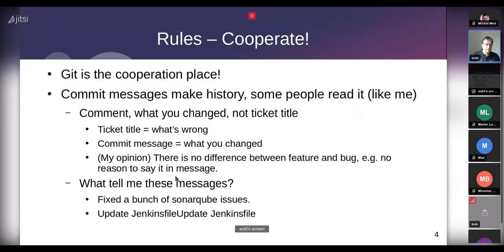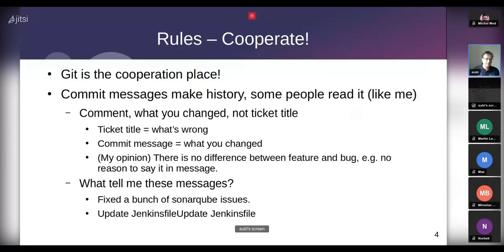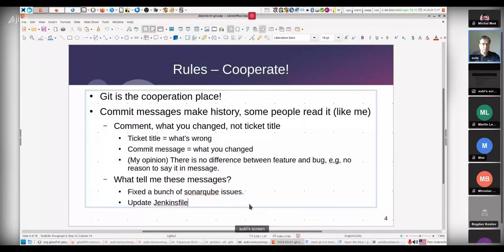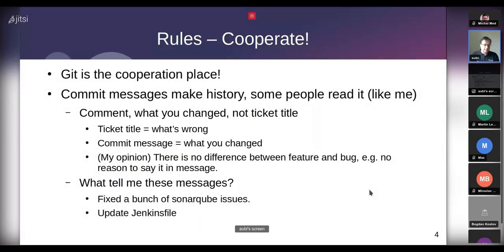And examples of messages which I personally love, and sometimes I go to these people and ask them, what do you think these messages tell me? "Fixed a bunch of SonarQube issues." Sounds like I fixed some security issues. What they were, why it happened, I have no clue. The same with "update Jenkinsfile." So what does it mean? Did you fix some issue, improve something, or create a new feature? What? So this is something you need to think about. And frankly, I'm not always the best in my messages. Sometimes I'm wondering what I wrote myself. It happens. Nobody's perfect.